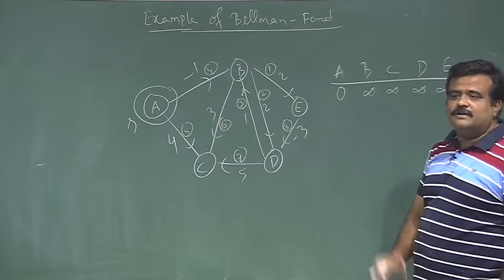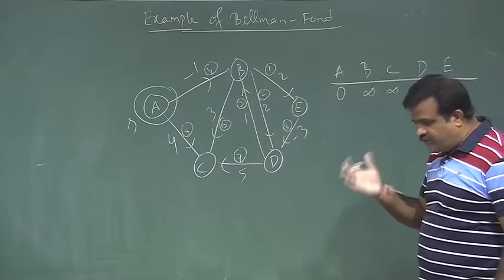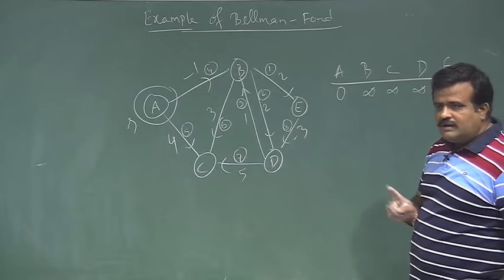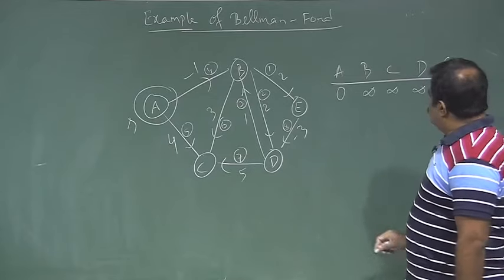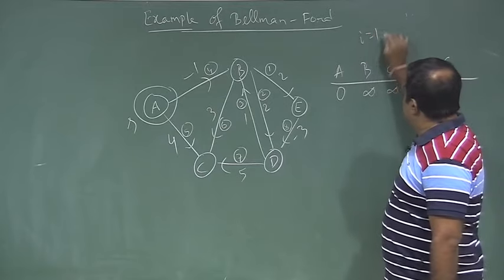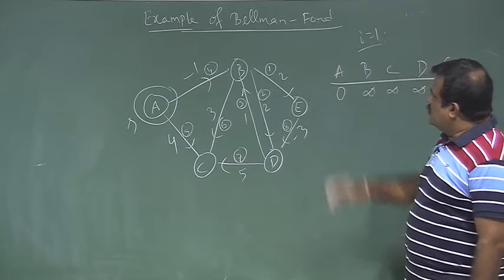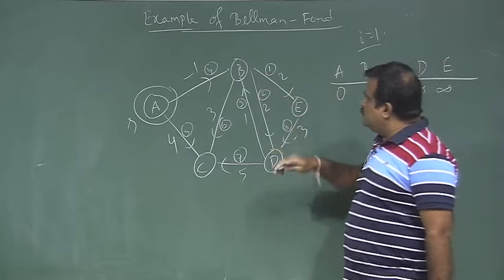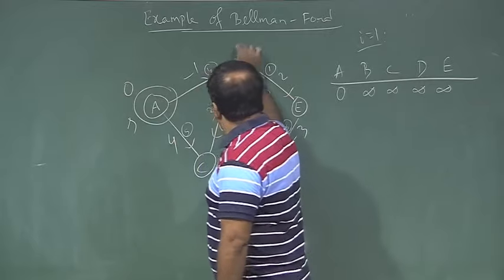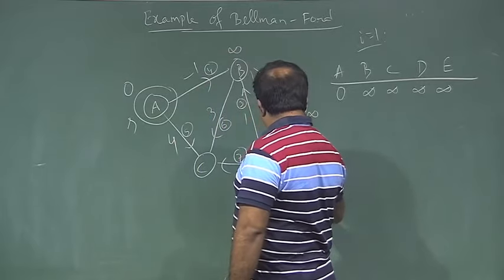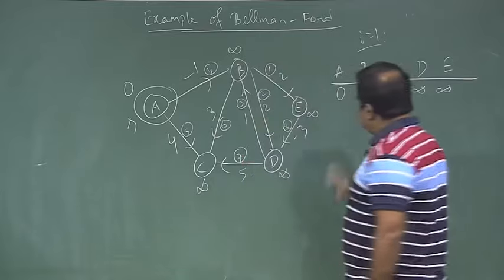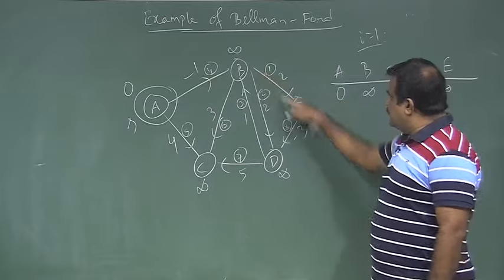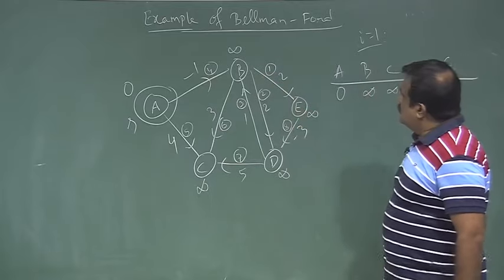We are just numbering these edges in order to do it for all the edges, because if you recall the pseudo code, for all i you have to do it for all the edges. Now for i is equal to 1, we have to do it for all the vertices. So we initialize the distance, this is 0, and all others are infinity except this. Now we start with this edge, this is u, this is v.